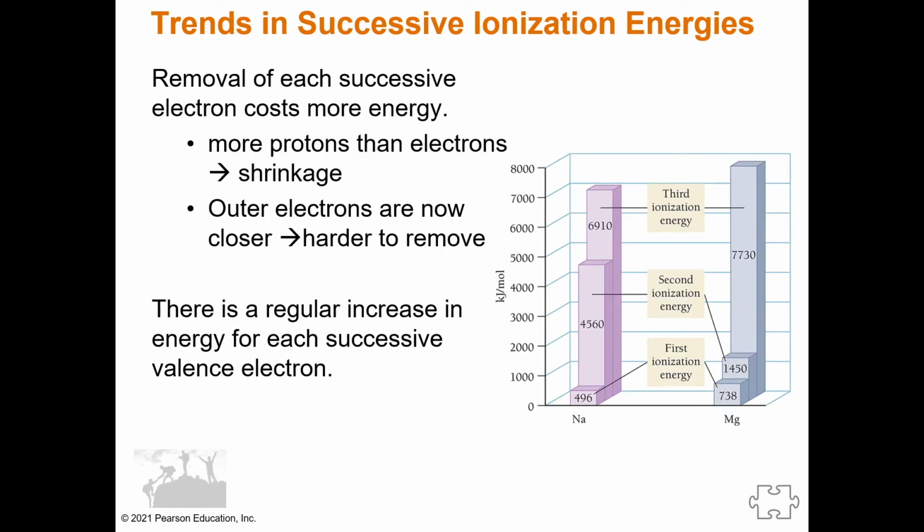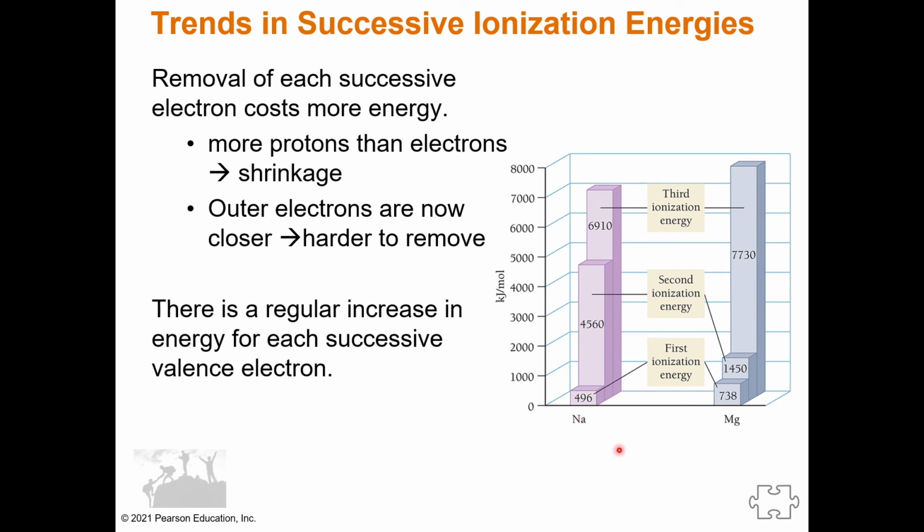For the most part, what we saw were first ionization energies. Only one electron was being removed. Well, what happens when we need to remove a second electron or even a third electron? How would those ionization energies look? Well, for every electron that's being removed, more energy is needed to remove it.